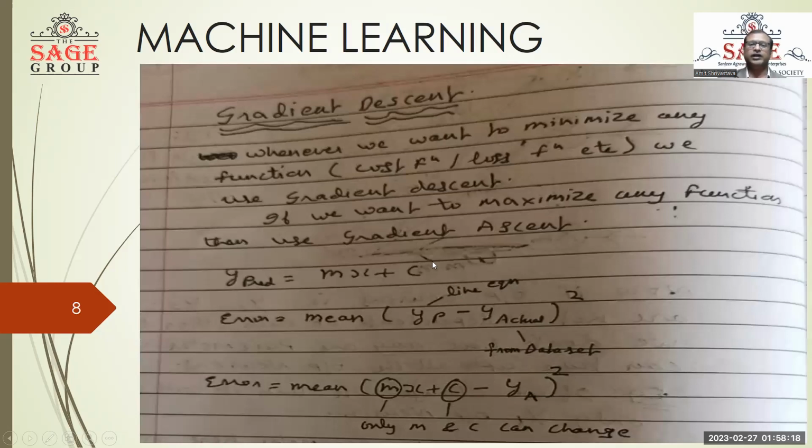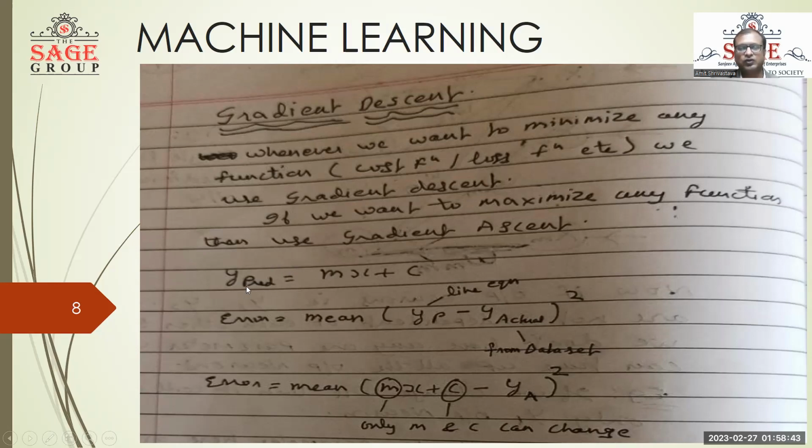Now in the neural network, these weights get updated using a principle known as the gradient descent principle. So whenever we want to minimize any function, cost function or loss function, etc., we use gradient descent. If we want to maximize any function, then we can use the gradient ascent principle. Now let us take an example.